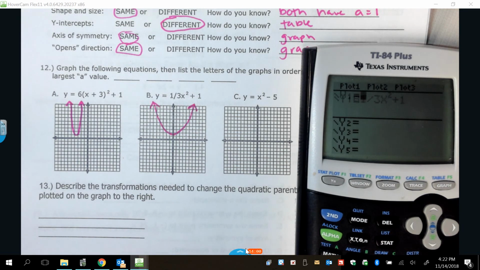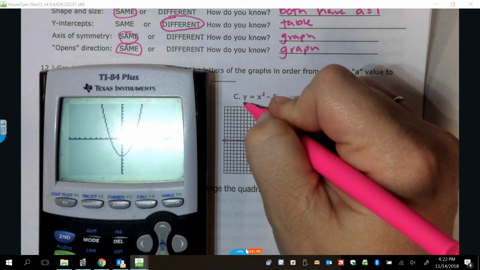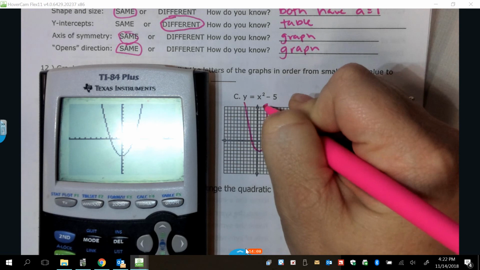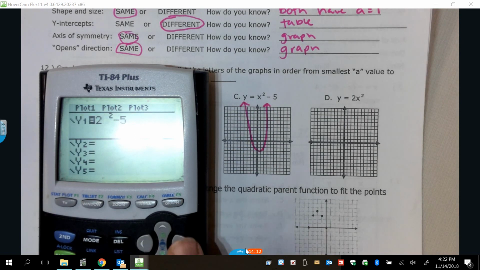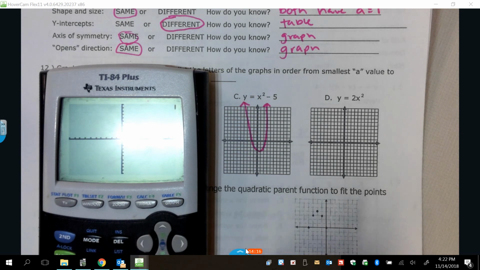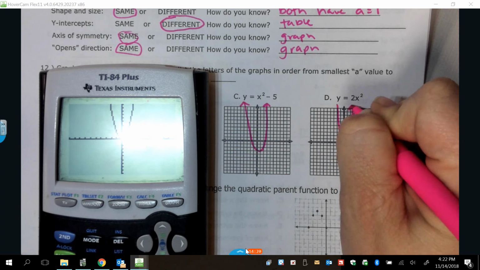Okay, then we have x squared minus 5, which is average. And then we have 2x squared, which is a little skinnier.